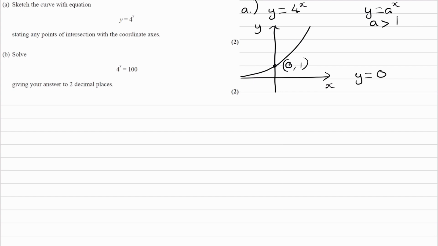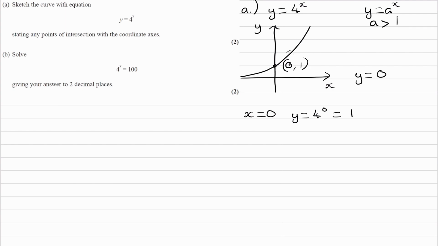So why is this the case? Let's start with the intersection. That's probably the most straightforward one. If we put in x is equal to 0 into our curve, y is equal to 4 to the power of x, well, anything to the power of 0 is just 1, and that's why we get this coordinate.